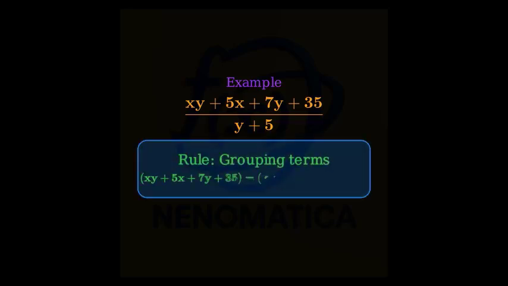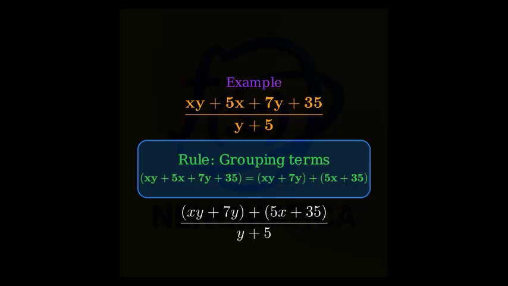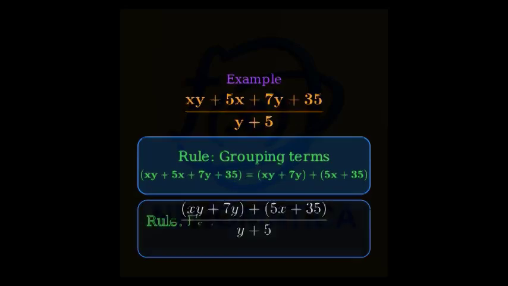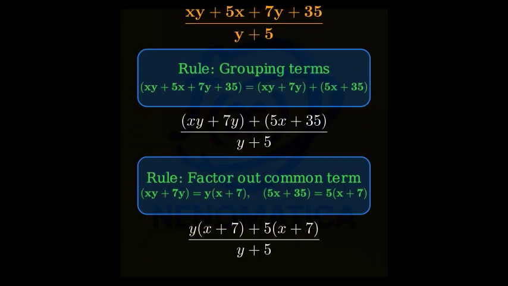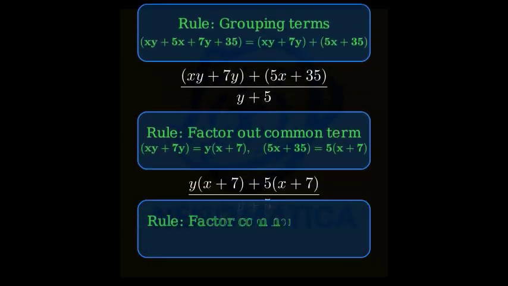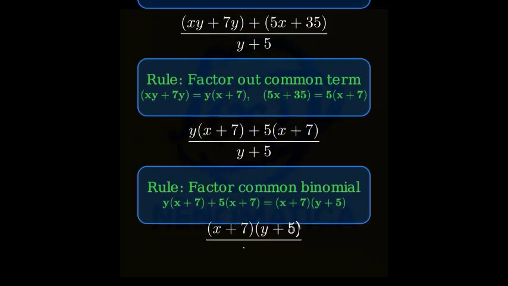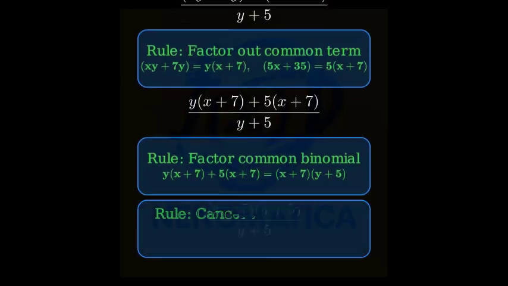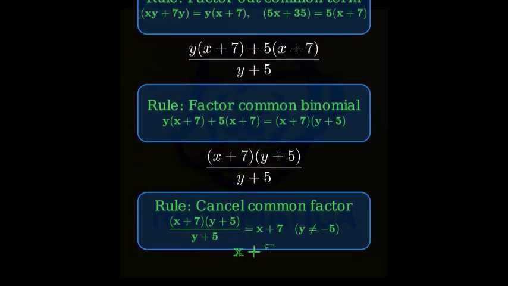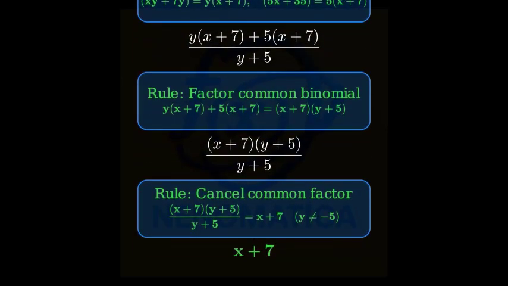Example, we start with a rational expression and simplify by grouping. Step 1. Group terms that share a common factor. Group xy plus 7y and 5x plus 35. Step 2. Factor each group. Take out y from the first group and 5 from the second group. Step 3. Now both terms have the common binomial x plus 7. Factor it out. Step 4. Cancel the common factor y plus 5 in numerator and denominator, valid when y is not equal to -5. The simplified result is x plus 7.